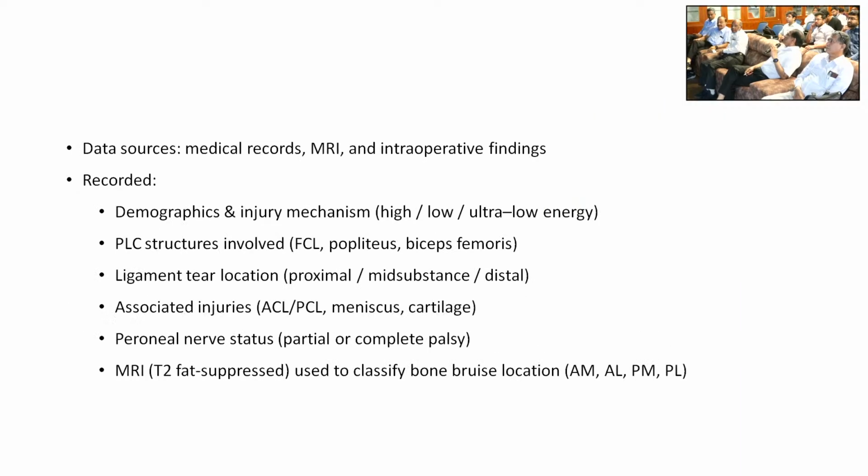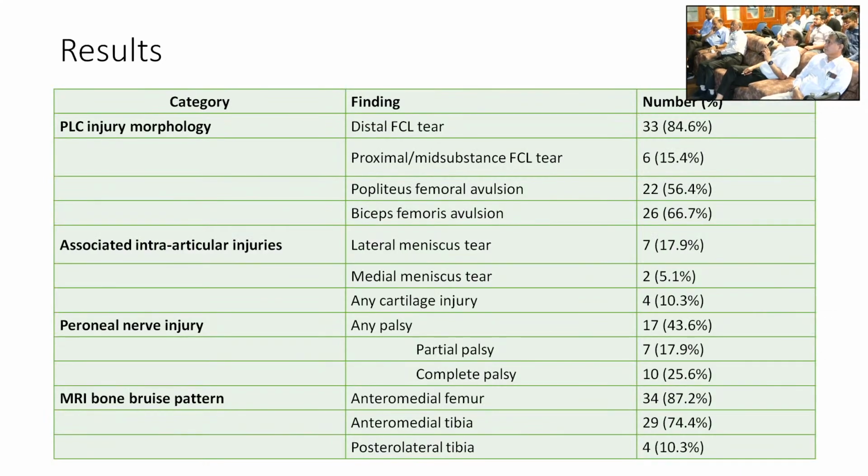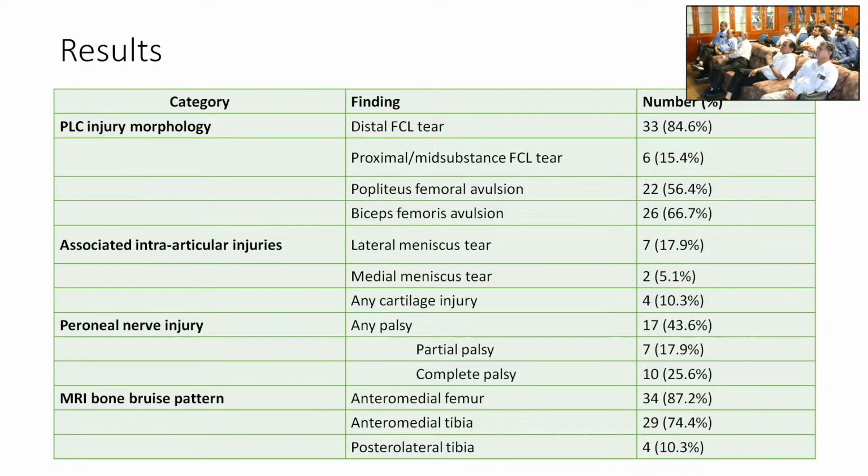Motorbike accident. FCL tear, it is 33, sir. And in proximal, it is 6. And popliteofemoral avulsion, it is 22. And biceps femoris avulsion is 26, sir. And associated intra-articular injuries.